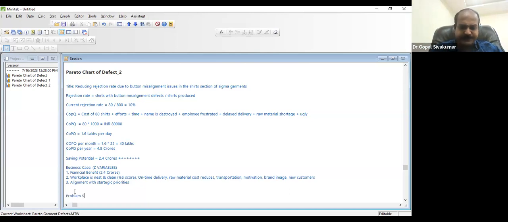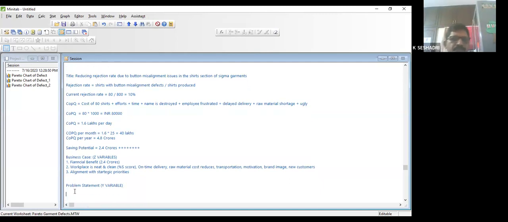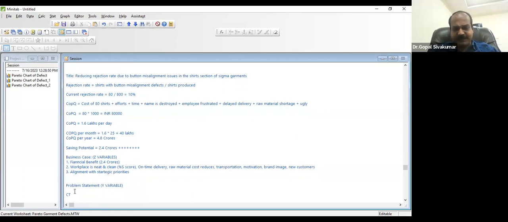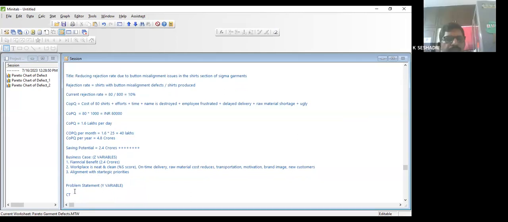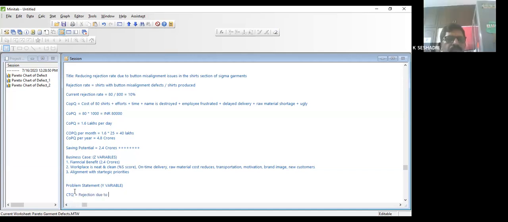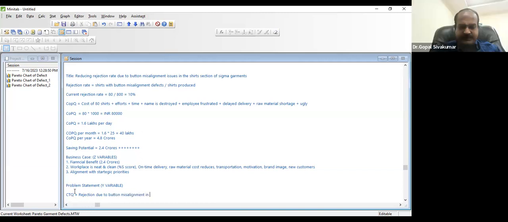Now problem statement. Problem statement will talk about which variable? X or Y or Z? Y only. The statement is Y. So what is the measure here? Here it is CTQ or CTB? CTQ. I mean, rejection due to quality, button misalignment in shirts.